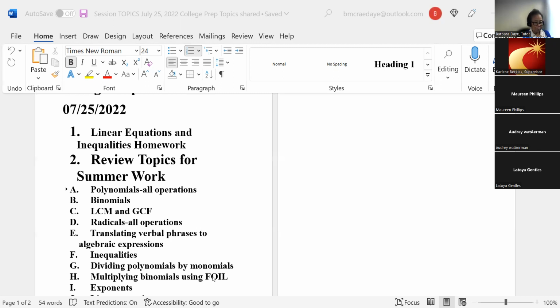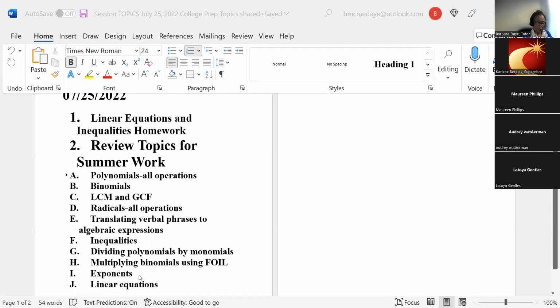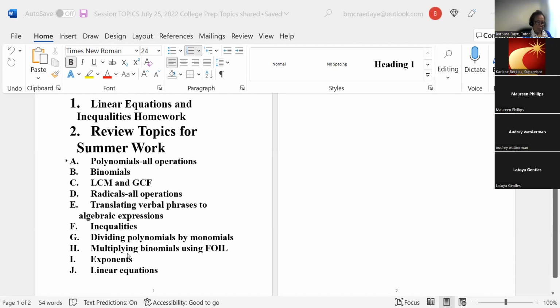Review your FOIL, first, outer, inner, last. Practice on some of those. Exponents. Know your rules of exponents, whether it's division, multiplication, or a product times a product, and of course, linear equations. So these are the topics that will be covered in the work that I send to you for practice. There'll be 5 or 6 questions, and I'll be sending them to you weekly. As you finish, I'll send you the next one.